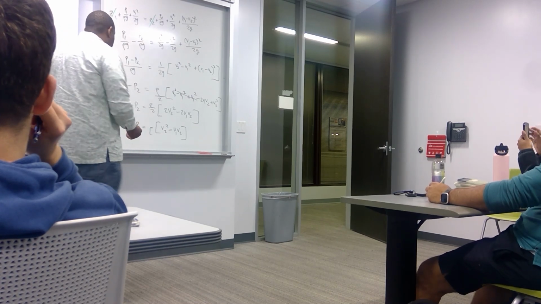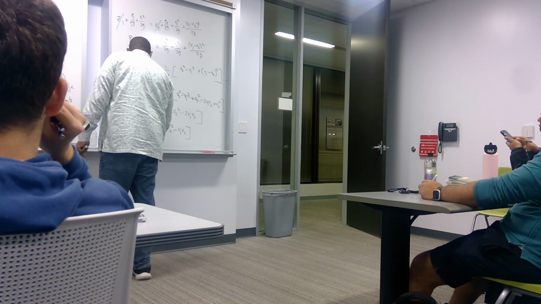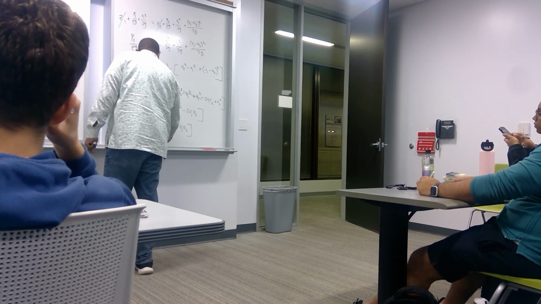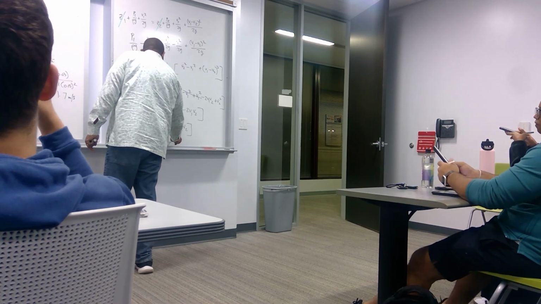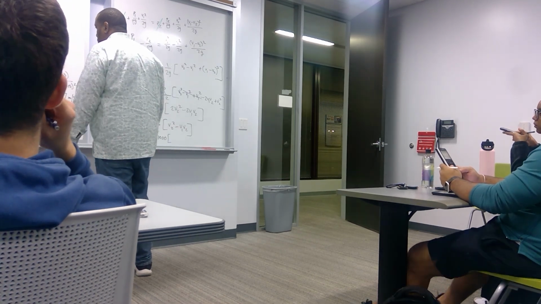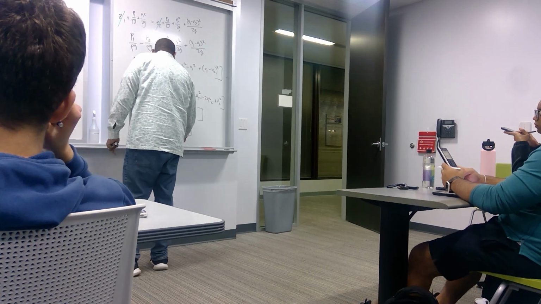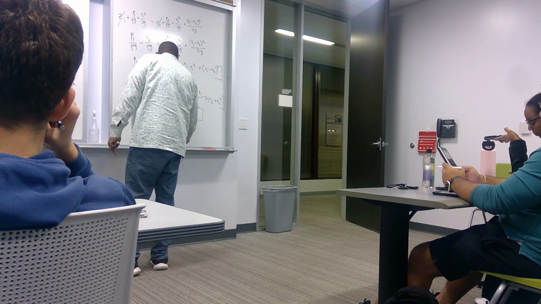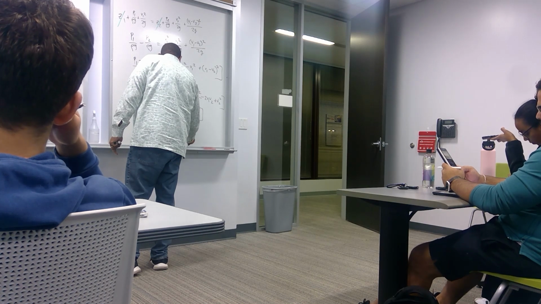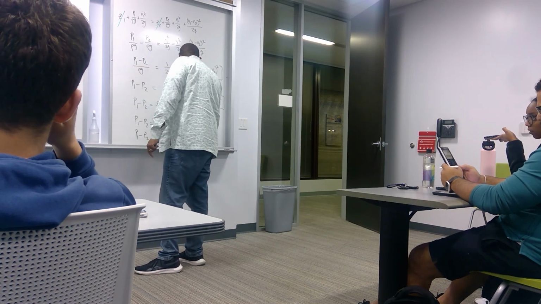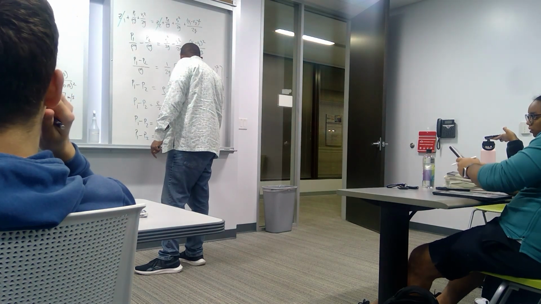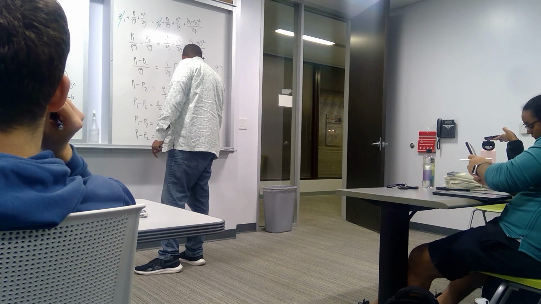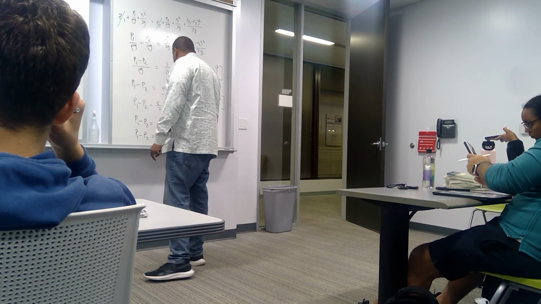So P1 minus P2 is equal to rho, which is 1,000. What was V2? 1.7. So 1.7 squared minus 1.7 by 3.82.